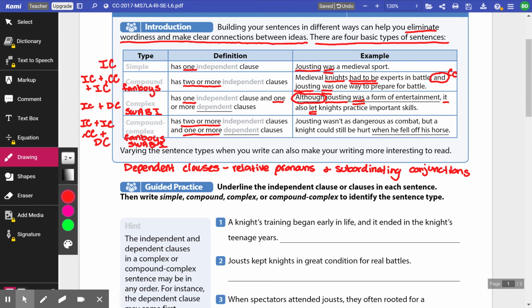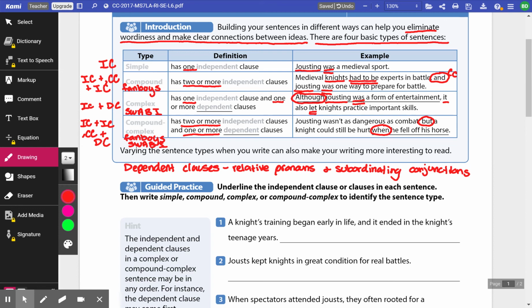So the example that it gives us is, "Jousting wasn't as dangerous as combat, but a knight could still be hurt when he fell off his horse." So just looking at this sentence, the first thing I'm going to notice would be my coordinating conjunctions. And I have the coordinating conjunction but, and then I have a comma right before it. So I know that I'm probably going to have an independent clause in there somewhere. And then I also have this word when. So when is a subordinating conjunction and it usually begins dependent clauses. So I know I'm going to have a dependent clause in there somewhere as well. So let's start breaking it down.